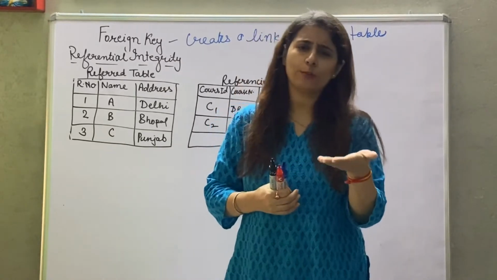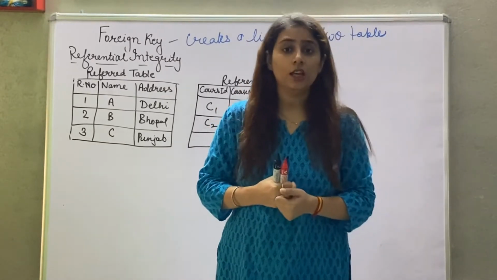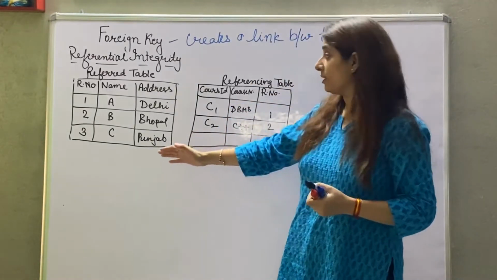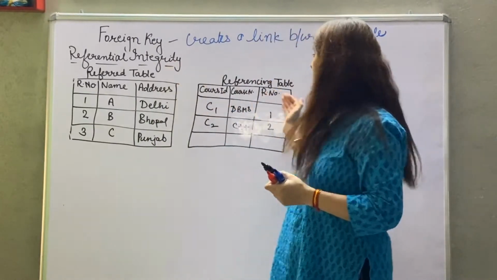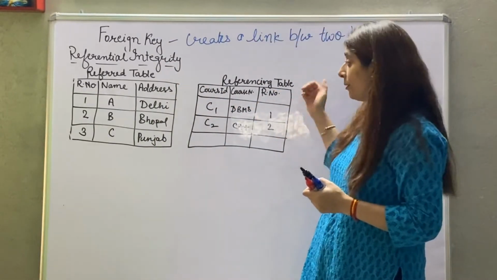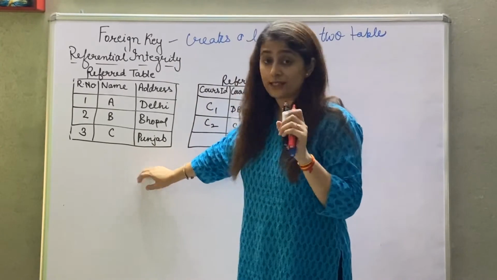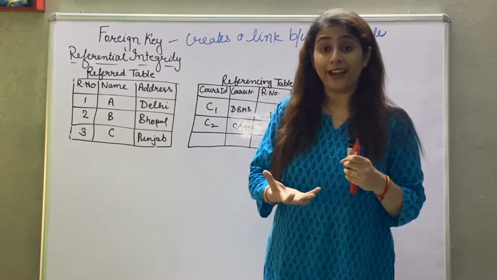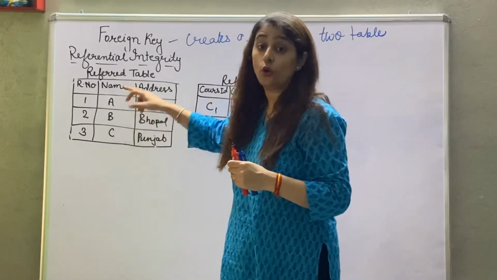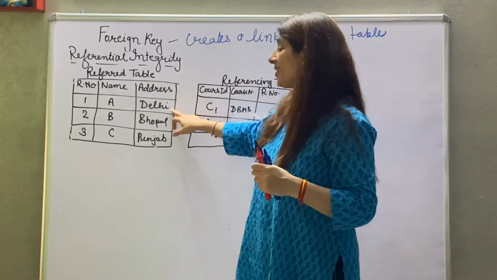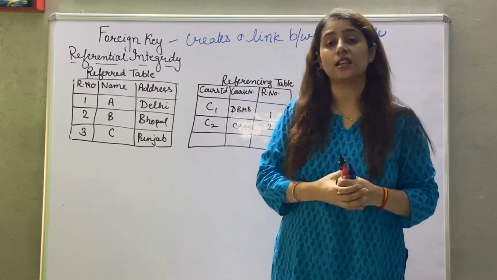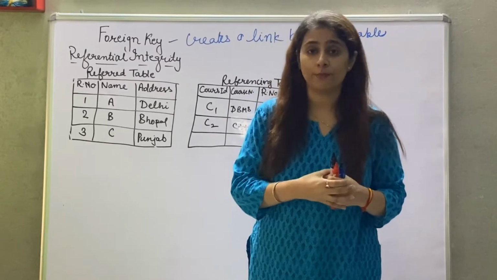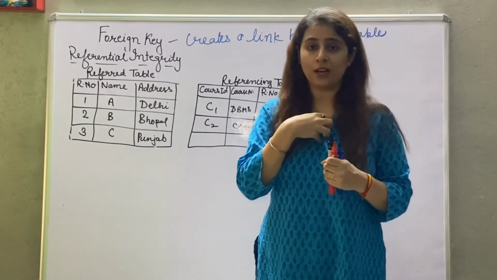Now if we talk about the database of a college or university, I have taken two tables here. The first is called the refer table, and the other is my referencing table. Just as an example, in this table there is a child, name A, whose address is Delhi, and he is studying and belongs to the computer science department. This information I have.